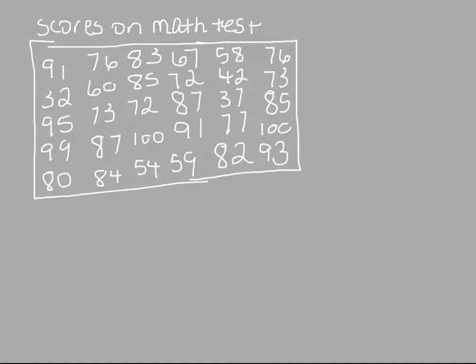Okay, sixth grade, I'm going to show you how to do a histogram. The very first thing you need to do is look at all your scores and decide what your interval is going to be. Once I have here scores on a math test, it looks like I have about 30 scores. Looking across there, I see my lowest score is 32 and my highest score is 100. So I probably would want to do by tens.